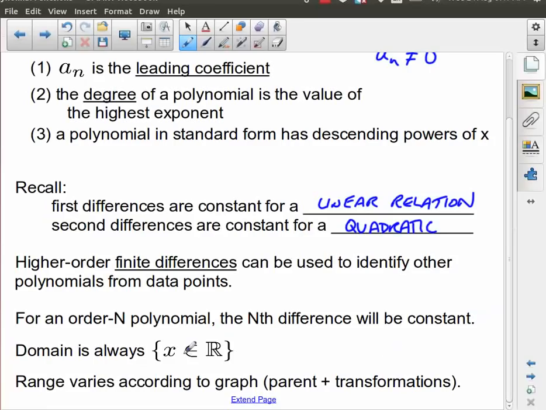The domain for these is always x member of R. This is for any polynomial. Any polynomial will accept any number as input. The range is going to depend on the graph, both the parent function of the graph and any transformations that have been applied. And we'll take a look at some examples of those in a moment.